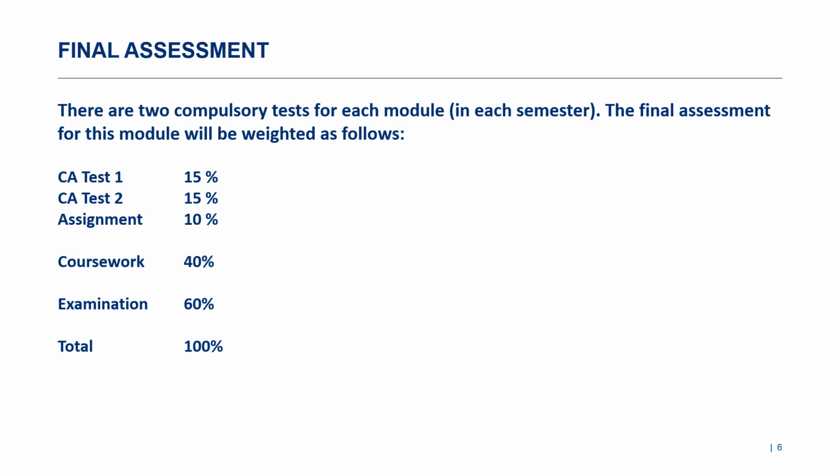Let me come back to the 40% for coursework. What does it constitute? It constitutes compulsory CA Test 1 and compulsory CA Test 2, each having a weighting of 15%. So the two tests combined have a total weighting of 30%. And the assignment that you will submit, which is also compulsory, has a weighting of 10%, giving us a total of 40%. It is therefore important that you begin working hard from the beginning.